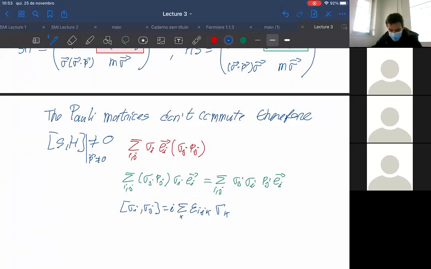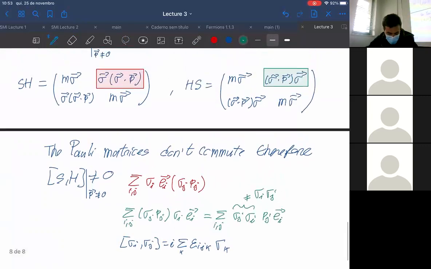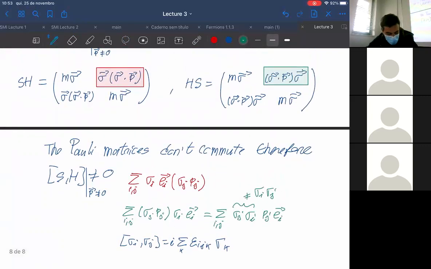Sum in K. This is all that you already replied, but this is different from sigma I, sigma J. And it's explicit, so it's very easy to see that these two matrices don't commute. So this is just to prove this non-commutation. So in fact, this is what we have.